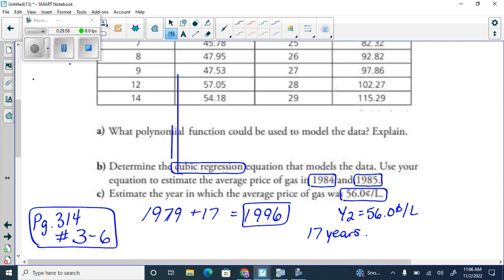Then 4, 5, and 6 are split. You know what I'm saying? Yes. Okay, I will be checking 3, 4, and 5 tomorrow, and I'm going to post them.